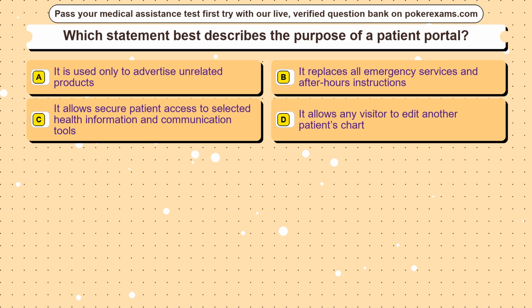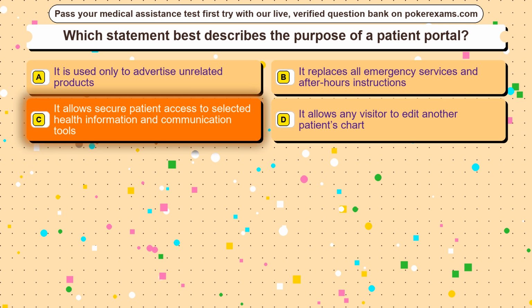Question 62. Which statement best describes the purpose of a patient portal? Option A. It is used only to advertise unrelated products. Option B. It replaces all emergency services and after-hours instructions. Option C. It allows secure patient access to selected health information and communication tools. Option D. It allows any visitor to edit another patient's chart.